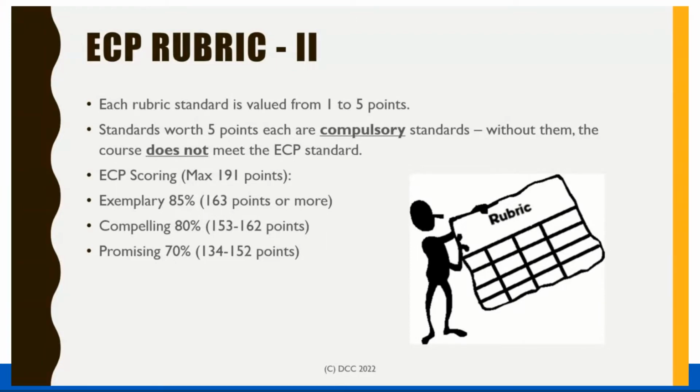In other words, you could actually have better than the 163 points that you need, but if you're missing one or more of the 5 point compulsory standards, your course does not meet the ECP guidelines. There's the scoring breakdown. Again, the maximum is 191 points, but you need 163 points or more to get to that 85% or better to earn the ECP award.